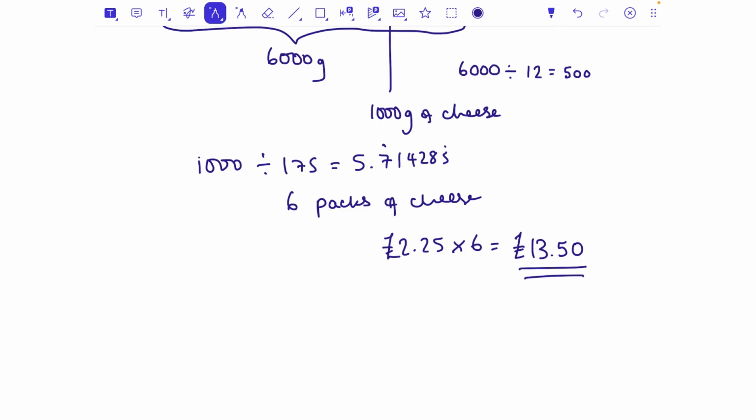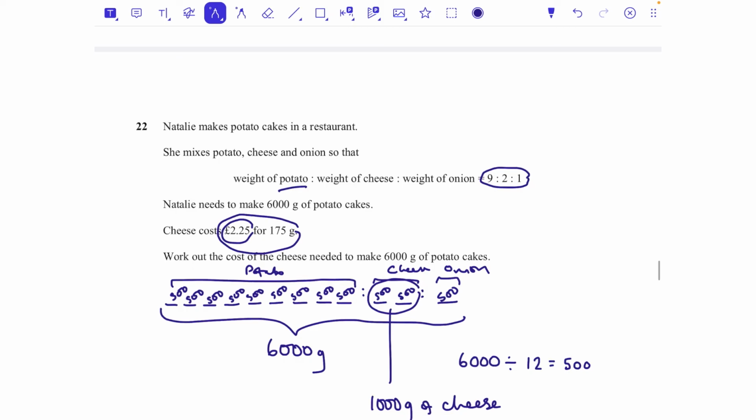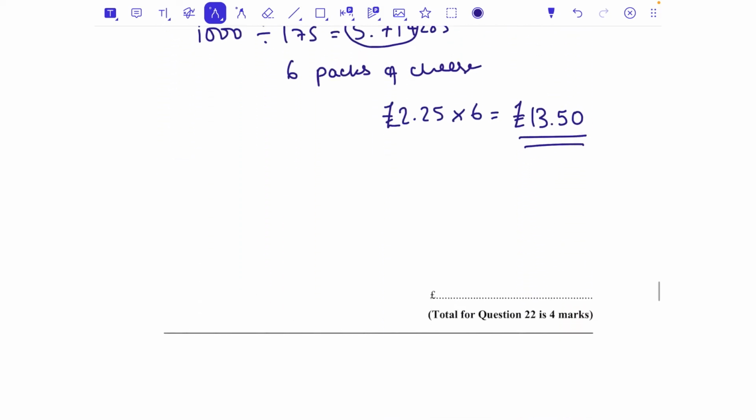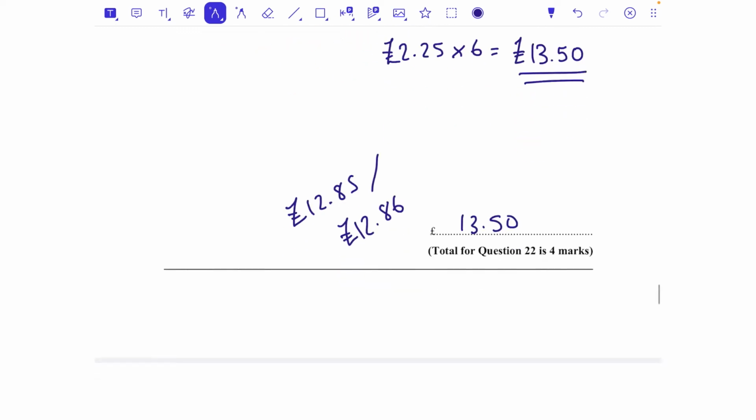If you didn't round it, so let's say you did 5.71 multiplied by £2.25, you still got the mark there. Sometimes on deli counters, you can buy exactly the amount that you need, so they did take that into consideration. So you could have got £12.85 or £12.86. I assumed that it was packets, so I went for timesing it by 6 and I got £13.50, but any of those answers were absolutely fine for full marks, so just bear that in mind.